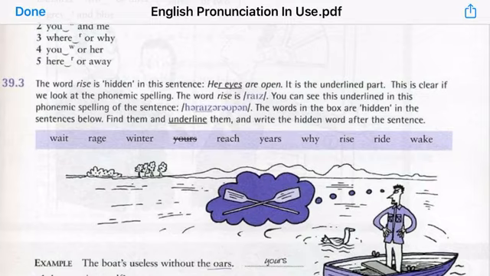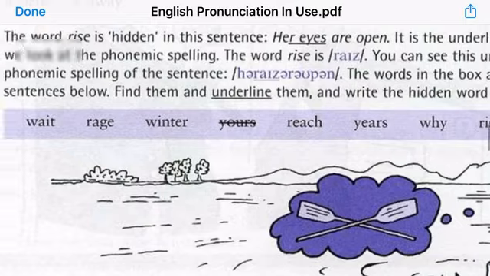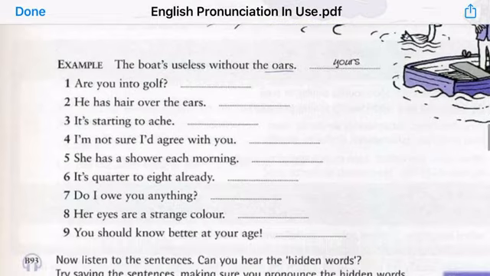This is clear if we take the phonemic spelling. You can see this underlined in the phonemic spelling of the sentence: Her eyes are open. The words in the box are hidden in the sentences below. Find them and underline them and write the hidden word after the sentence. Here we have a list of hidden words. We need to find where we can identify them in these sentences.